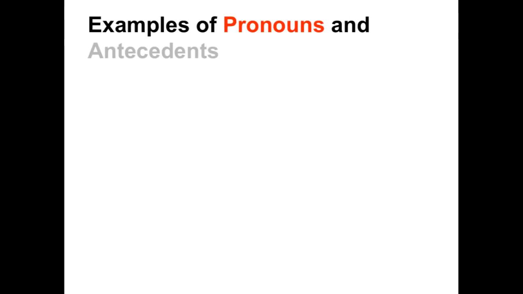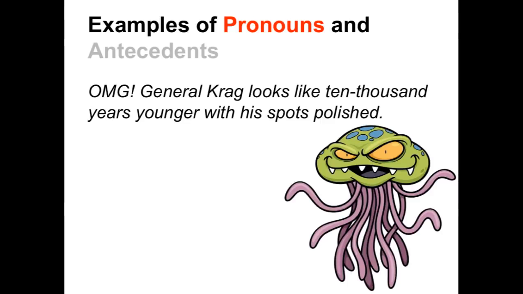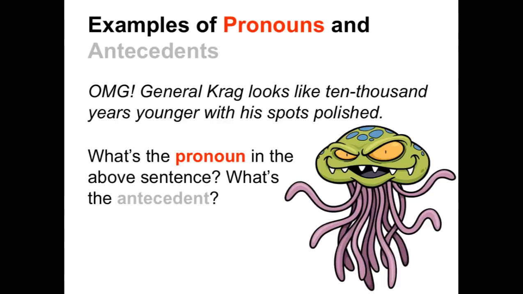Here is another example of a sentence with a pronoun and an antecedent. Oh my god! General Quagg looks like 10,000 years younger with his spots polished. What is the pronoun in this sentence? And what is the antecedent? The pronoun is his, and it's referring to General Quagg. General Quagg is the antecedent of the pronoun his.